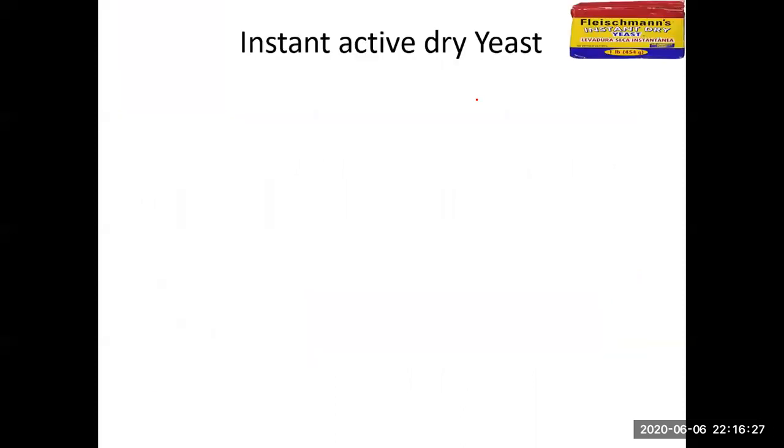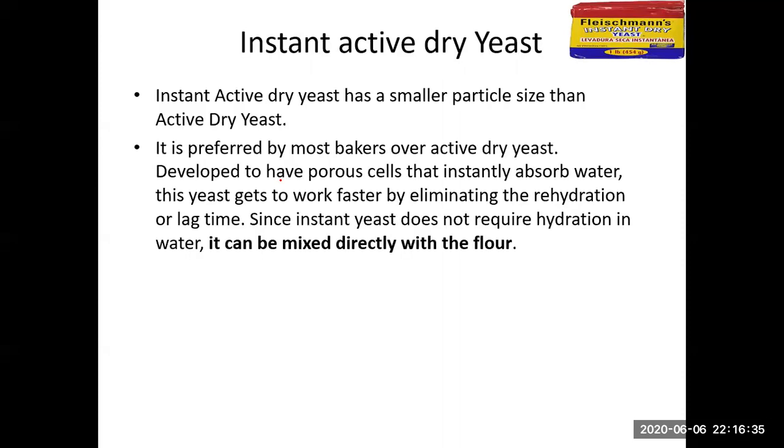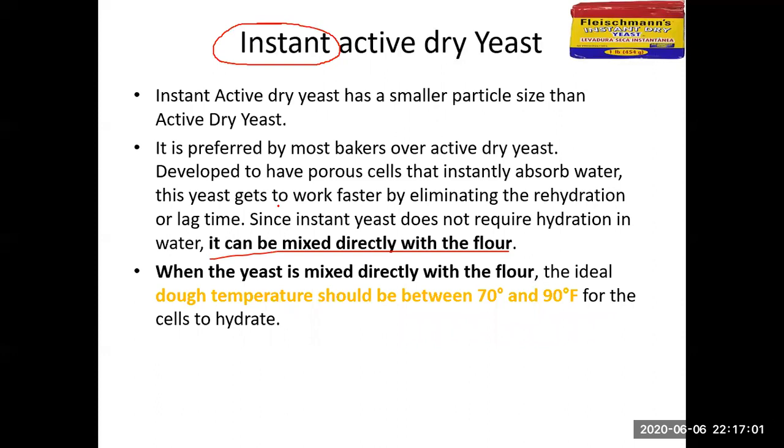And our third type of yeast is instant active dry yeast. It has a smaller particle size than active dry yeast, and it is mostly preferred by industrialists and bakeries because of its characteristic, as its name says, that is instant: it can be mixed directly with the flour. In the case of active dry yeast, we just read that at first you have to hydrate it, then add it to the flour. But in the case of instant active dry yeast, you can use it directly with the flour.